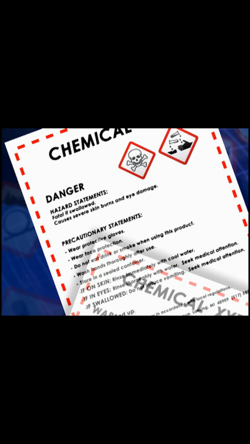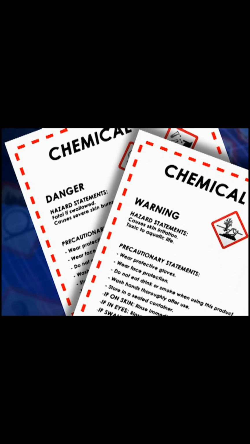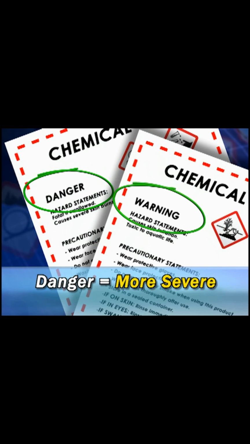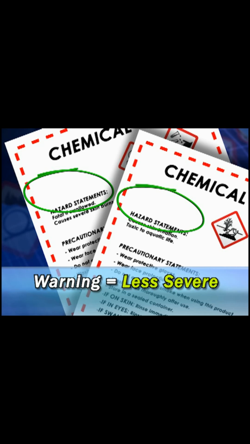Signal words are the second element on a GHS label and are used to indicate a hazard's relative level of severity. There are only 2 signal words: danger and warning. Danger is used for more severe hazards. Warning is used for hazards that are less severe. Some lower-level hazards don't use any signal words.